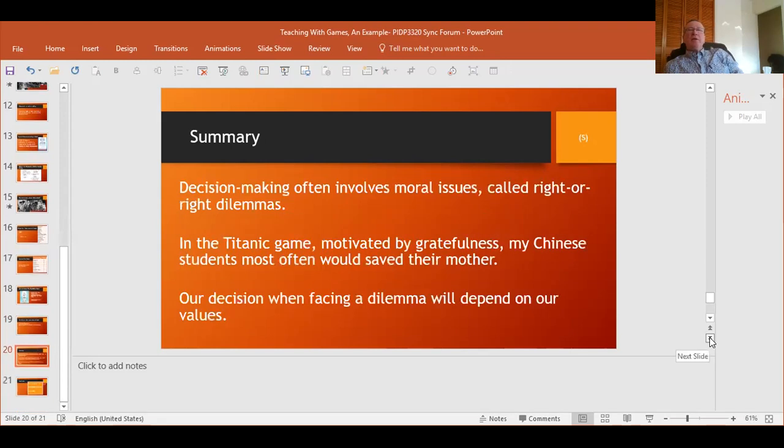And so a little summary just to conclude. Decision making often involves moral issues. They are called right versus right dilemmas. In the Titanic game, some students were motivated by gratefulness, and most of them would save their mother for this reason. But obviously, we have seen that depending on our values, it will be different for other people. Our decision when facing a dilemma will depend on our values, right? Even though we try to rationalize it and have a rational process, in the end of the day, our values kick in.